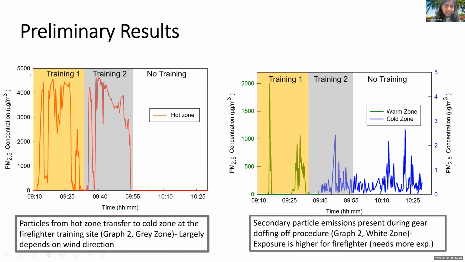Please look at the y-axis, which is different for different zones. Again, the yellow region represents training 1, and the gray region represents training 2, and the white region is where there was no training. So let's talk about the hot zone first.